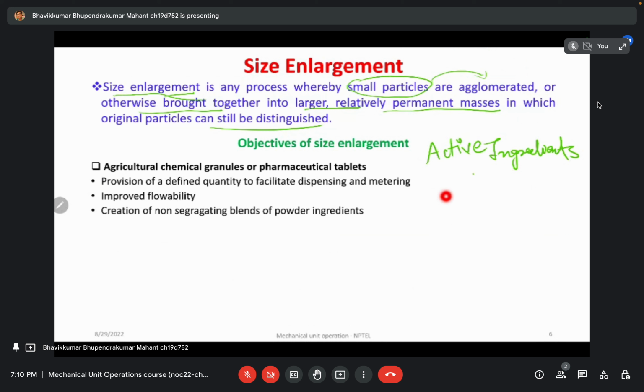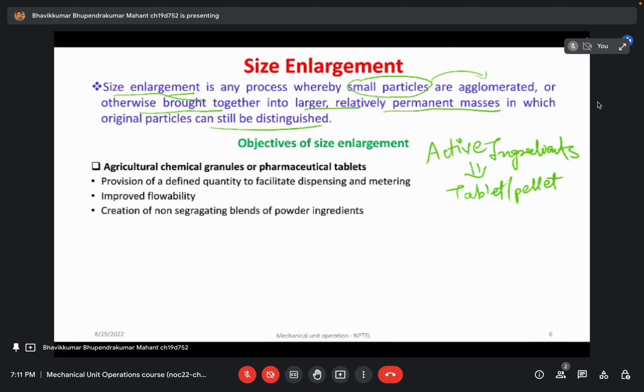It's difficult to write on the screen, so please bear with my handwriting. So it's important to use active ingredients and convert them into tablet form or pellet form, in order to use them in the farm as well as in the human body. So that's why this is a very major area for size enlargement.